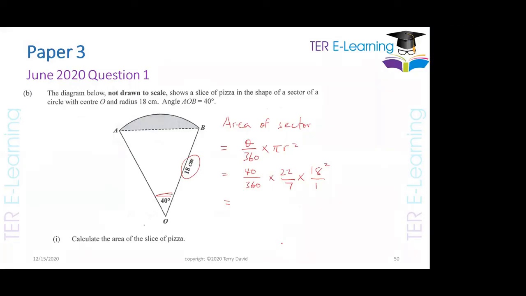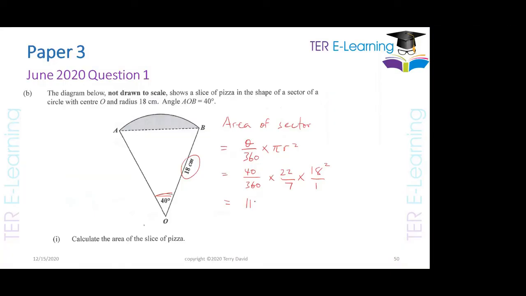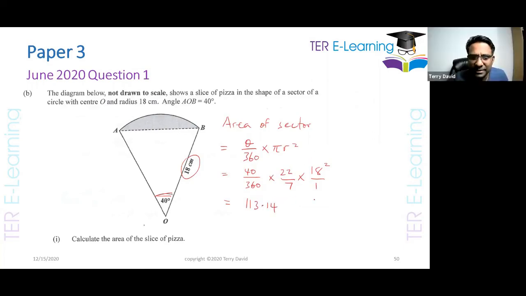113.14. Yeah. So we're going to put 113.14, which is what I got. They didn't tell us how many significant figures to use or how many decimal places. So if you put this, that's fine. If you just put 113, that is also fine. So 113.14, that's what we get in here. So that is the area of the whole thing. Make sure you understand that. That's the area of the whole slice.